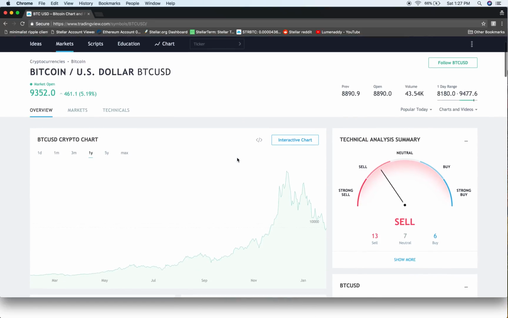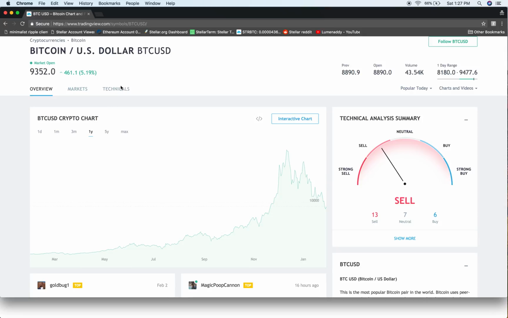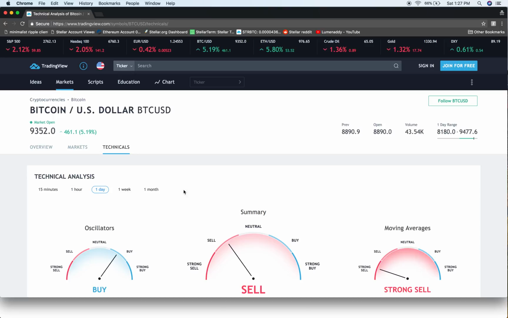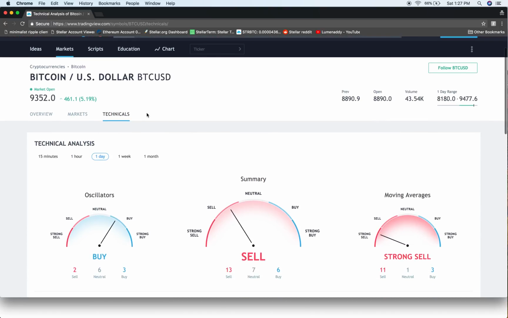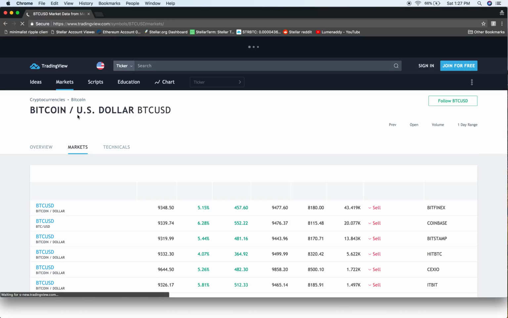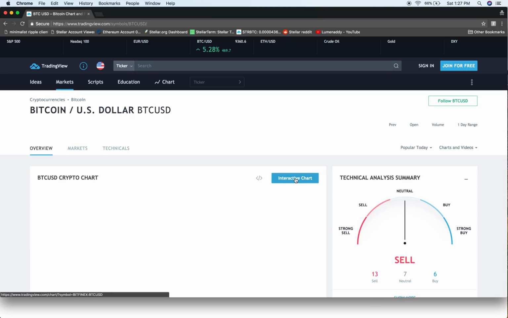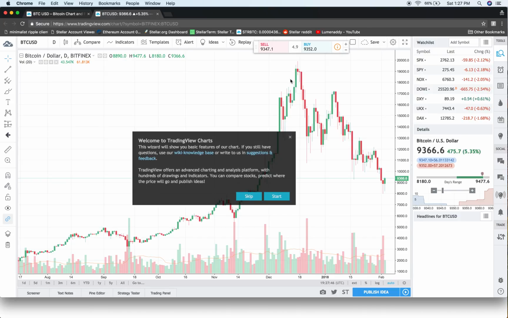And so we're going to get to the page of the currency that you're requesting. And then they usually have an overview page. They'll have a technical page, and where they'll have their own indicators. I wouldn't trust these as much, but I mean, to each their own. And then they have markets in which it runs. So I quickly go into the interactive chart over here, and the chart should populate up quickly.